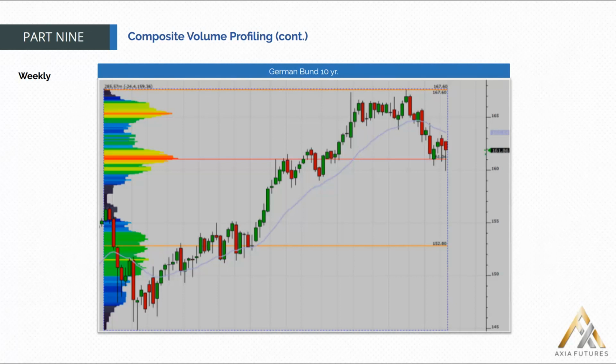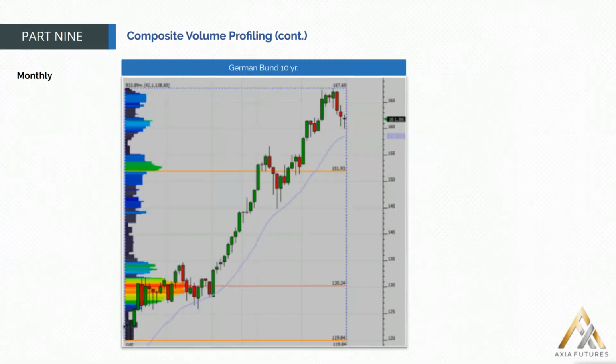So again, we spoke about how composite profiles can show us various parts of the trend, and we would use this sort of analysis to determine which part of the trend we are in. In this example, I would say we're actually approaching the back end of the trend, as we can see the market starting to slow up, and the momentum starting to slow, and the aggression having been taken out of the marketplace. Let's now look at what a monthly composite profile would look like.